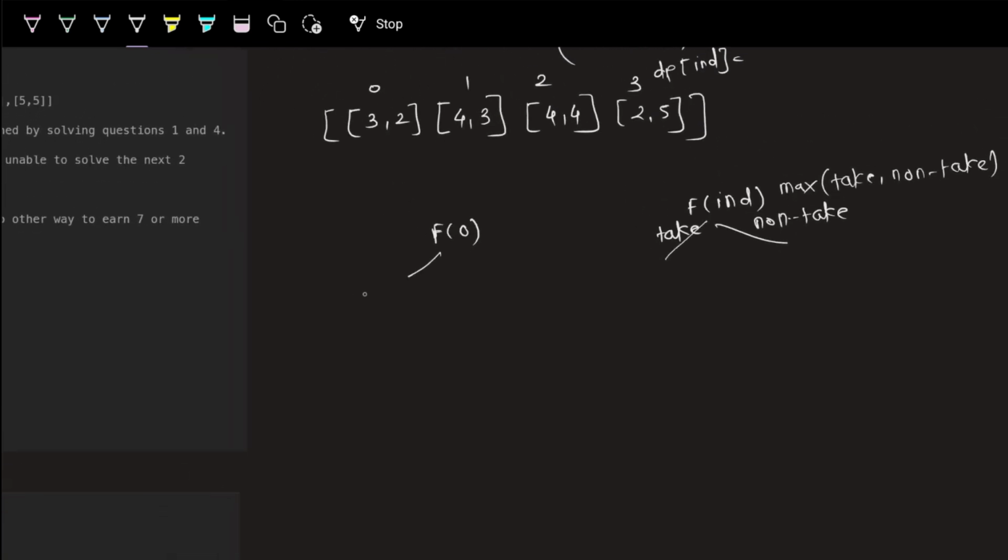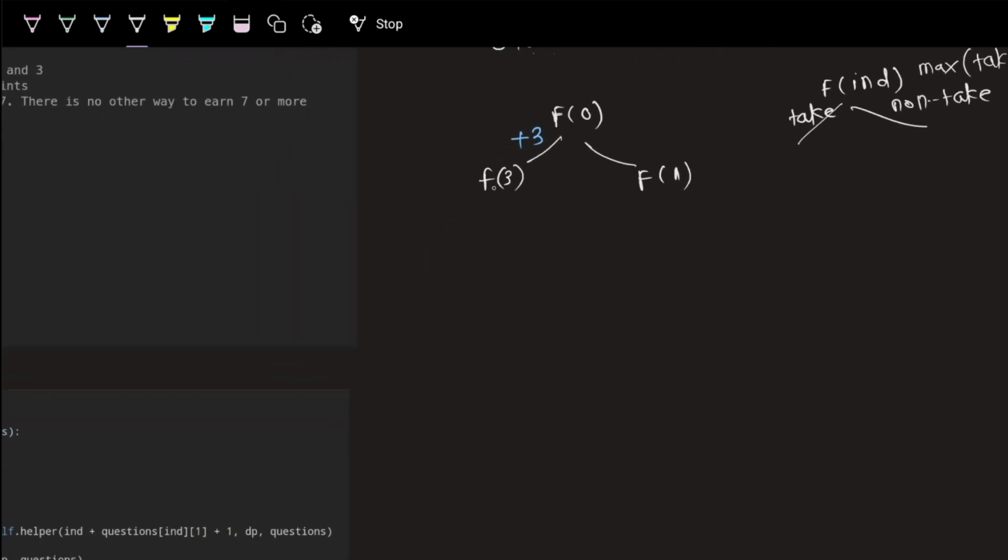If I take it, first of all, which index will I jump to? This one, 0 plus 2 plus 1. This is what we have discussed, right? If I solve this question, I have to skip the next two subsequent questions, that is this one and this one. It means I have to jump to the third index, that is 2 plus 1, 3. So I will jump here, and how many points will I get? 3 points. So I will write here plus 3. Makes sense? If I don't solve it, I will go to f of 1.